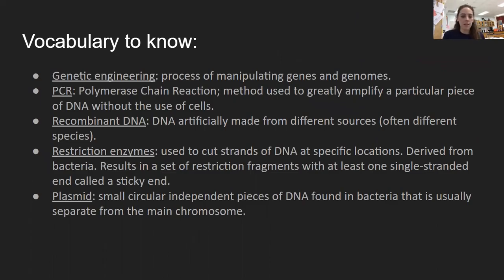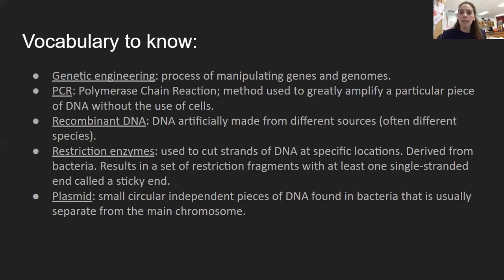Important vocabulary to know. We have genetic engineering, which is the process of manipulating genes and genomes. There's lots of different ways to do genetic engineering. Our bacterial transformation lab would be an example of that. We have PCR, that stands for polymerase chain reaction. This is a method used to amplify a particular piece of DNA without using cells. So if you've got a small sample of DNA, this is an artificial way to make more of that exact DNA.